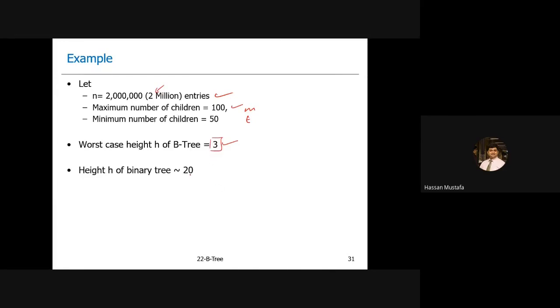Instead of having a binary tree which would have had around 20 levels and 20 disk accesses, a B tree can fit all these values in just 3 levels. So this is the efficiency that we want to achieve here. We would need at most 3 disk accesses for 2 million entries in the dataset.